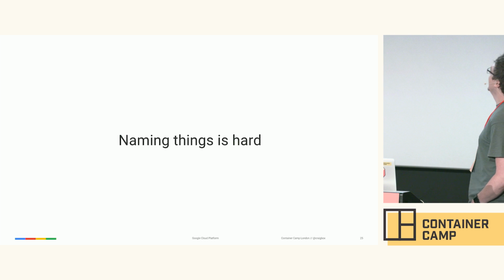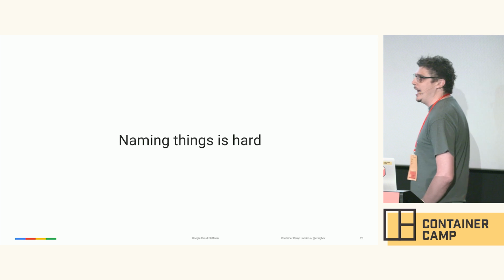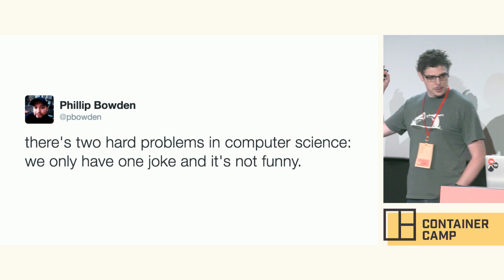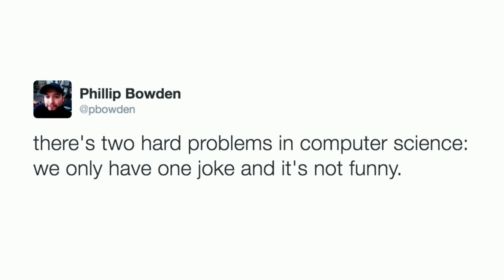All right, so obviously naming things is hard. Everyone's familiar with this. It's one of the 2 hard problems in computer science. In fairness, I could tell you the UDP joke, but I can't guarantee that you'll get it.